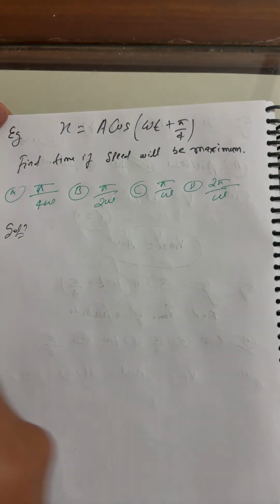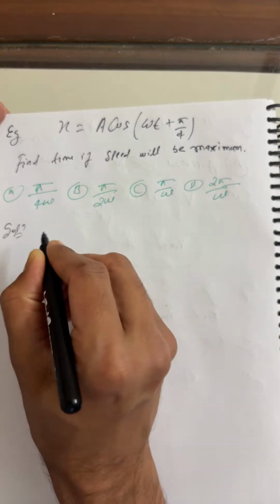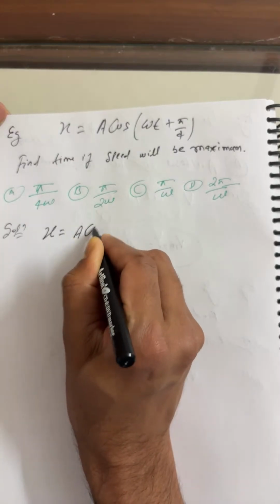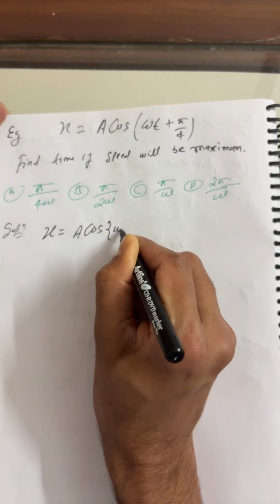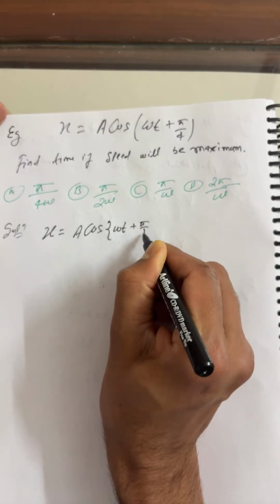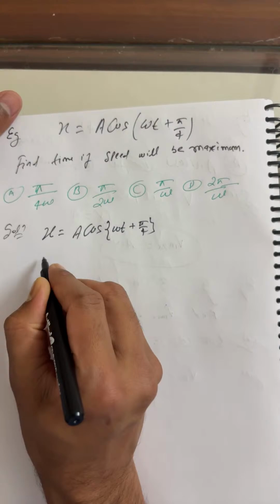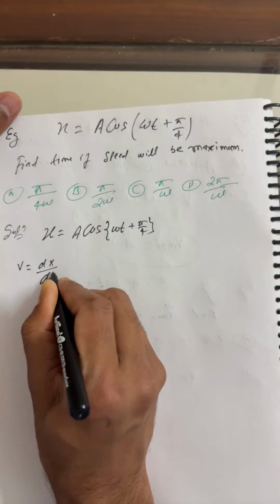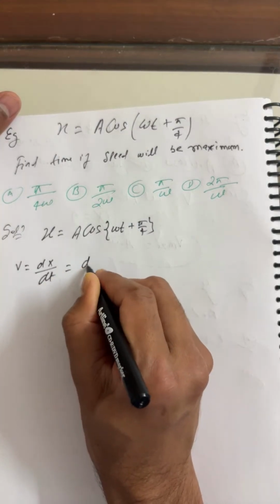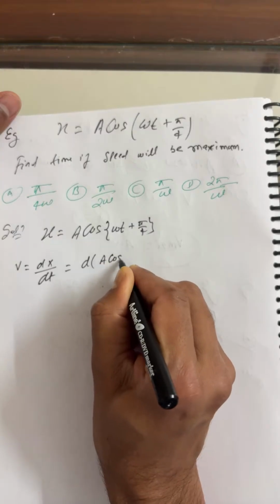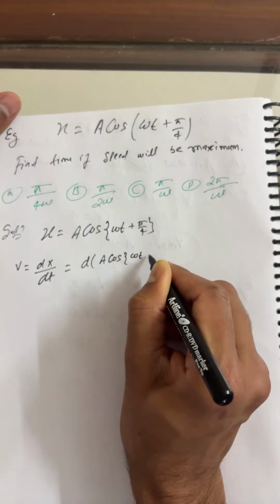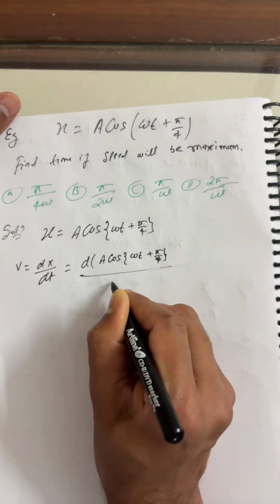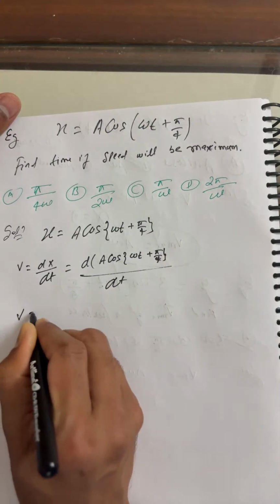Okay, now look at this from the physics point. What is x? x is A cos(ωt + π/4). To get the velocity, what will we do? Velocity is dx/dt. So this is d/dt of A cos(ωt + π/4).